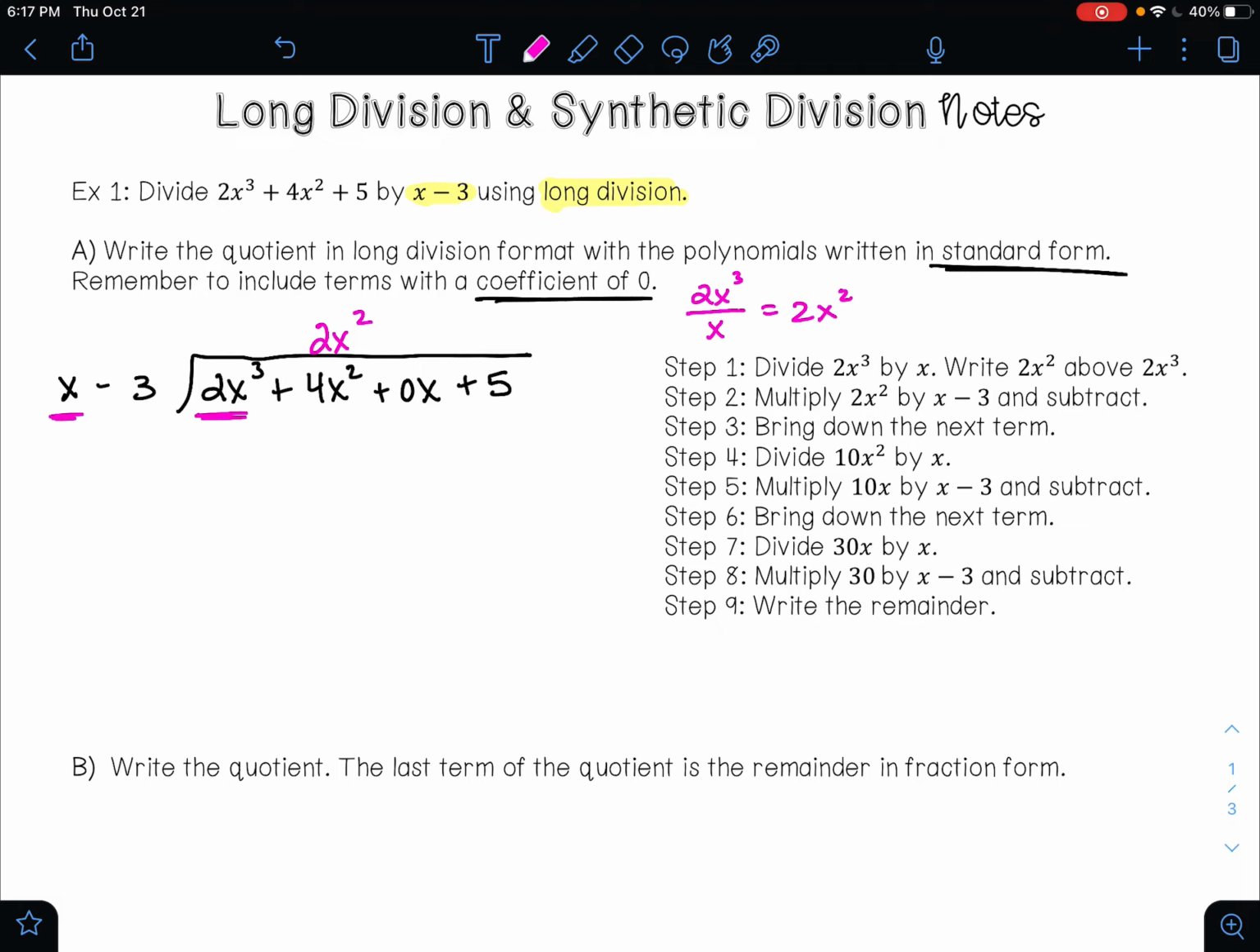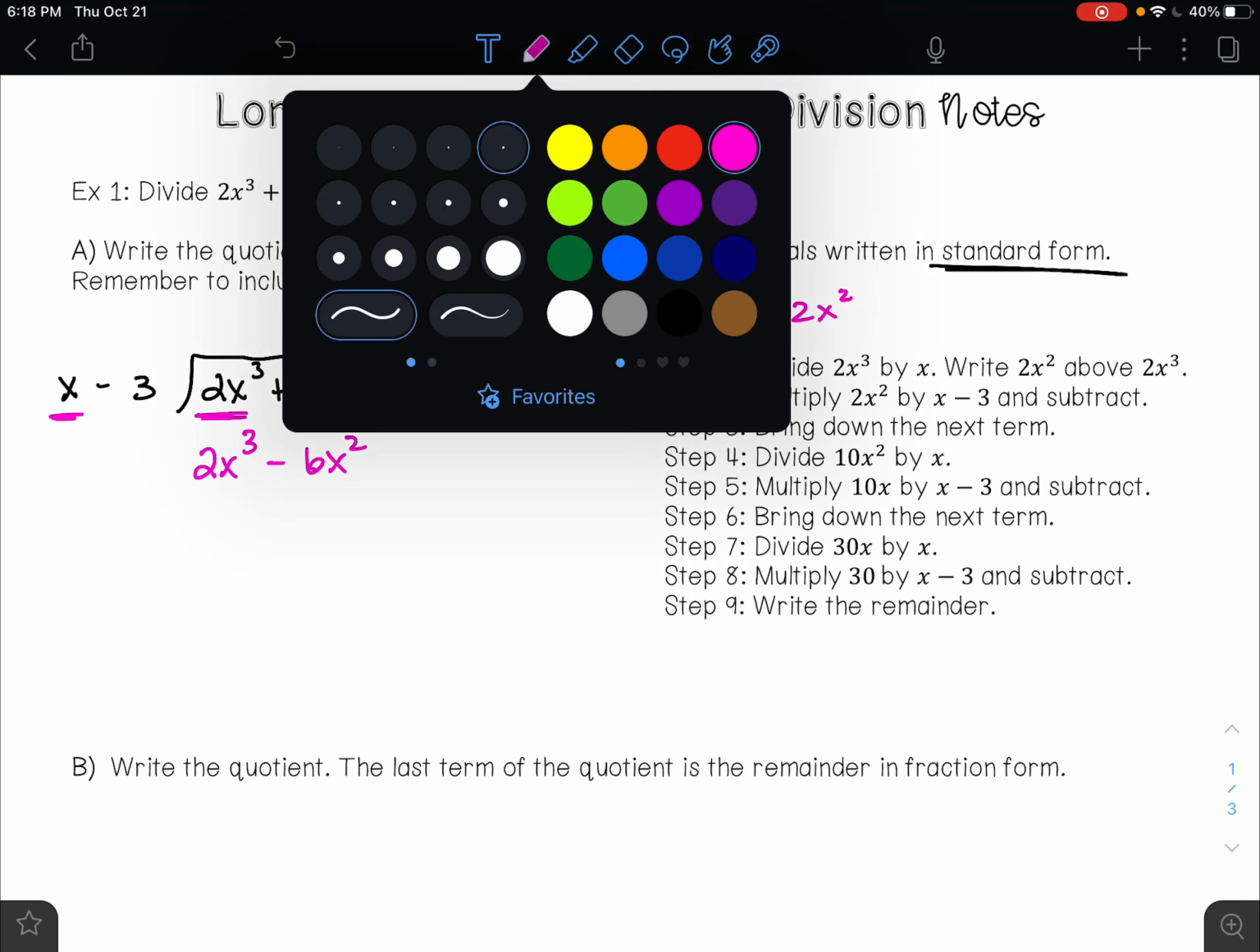Now that we know this 2x squared, we're going to multiply it by everything on the outside. 2x squared times x is 2x cubed. And then 2x squared times negative 3 is negative 6x squared. Notice how I've lined up my x cubed terms together, and I've also lined up my x squared terms. This is so that my like terms are on top of each other, making it nice and easy when I go to subtract.